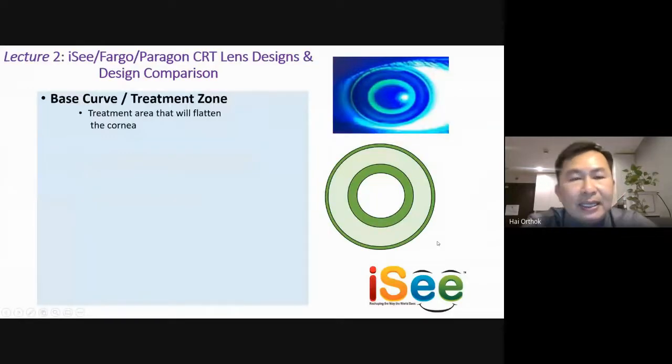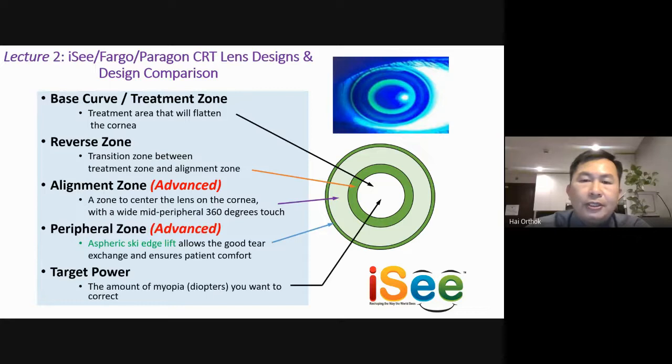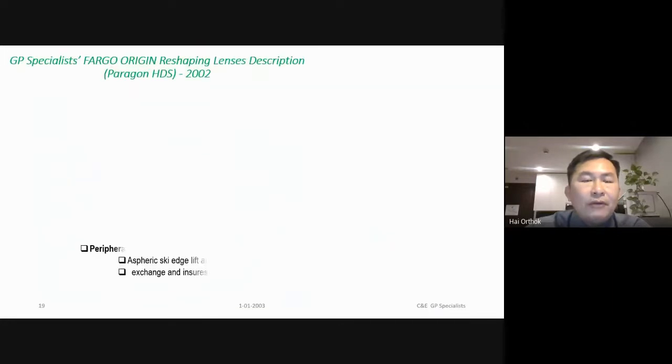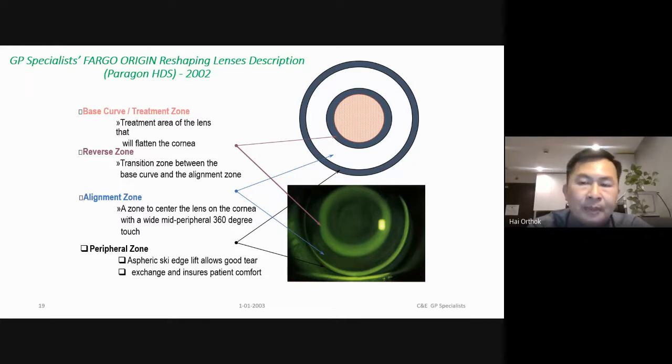Secondly, the second lecture might catch your attention. I will share the differences between the designs of IC, Fargo, Paragon CRT, and all the designs. So I will skip this information to go into the original Fargo design in 2002. In 2002, we had the Ortho-K design as Fargo, and many other designs were very simple. They most likely had 4 portions: the base curve, the reverse zone, the alignment curve, and the peripheral zone.